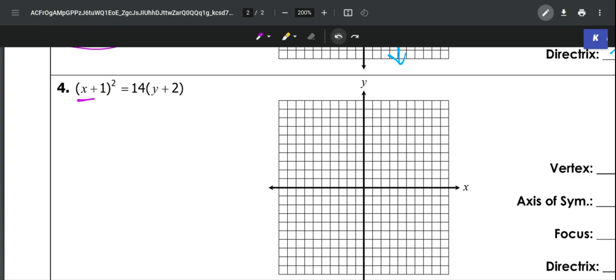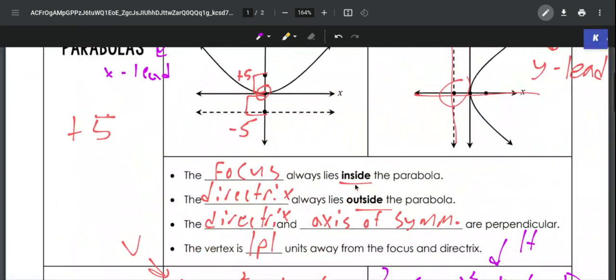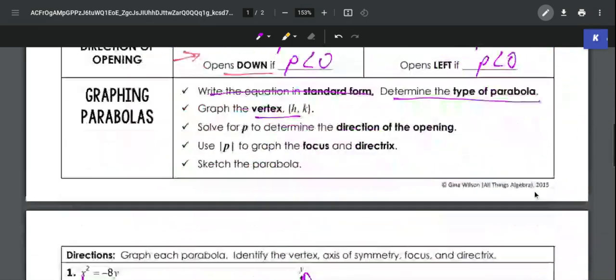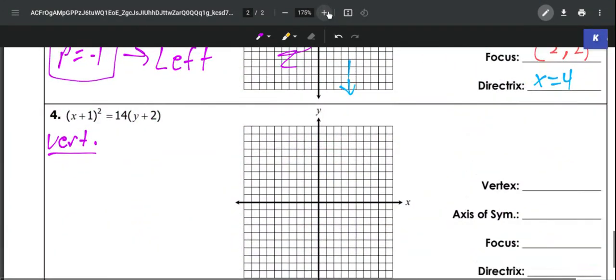So x is leading, so that means that this is going to be a vertical one, which is a little counterintuitive. But if I were you, I would just keep checking back with the top part we went over. Vertical is going to be x lead, horizontal y lead. That way you can kind of check yourself on the fly. All right, so this is going to be vertical.